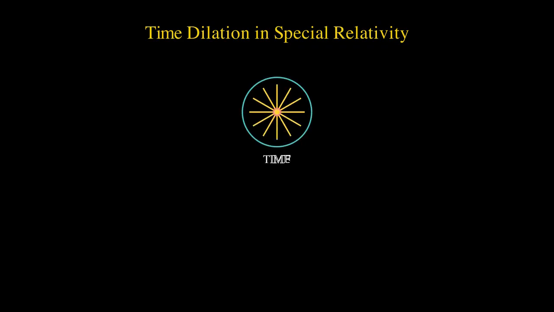Discover why time passes differently for observers moving at different velocities through Einstein's special relativity. Time is not absolute. It flows differently depending on your velocity, a mind-bending consequence of special relativity. The principle that explains this phenomenon is called time dilation.